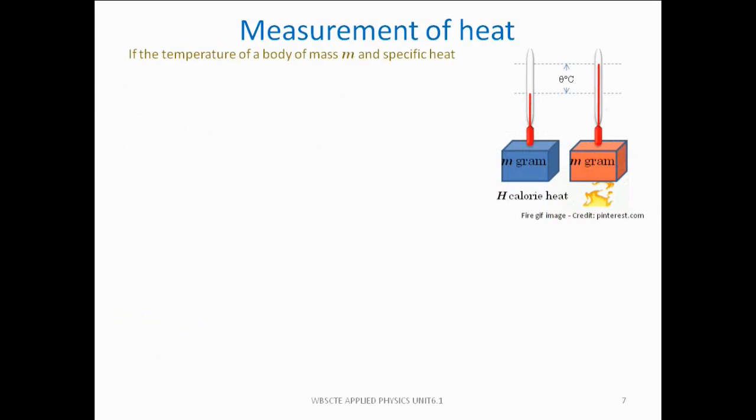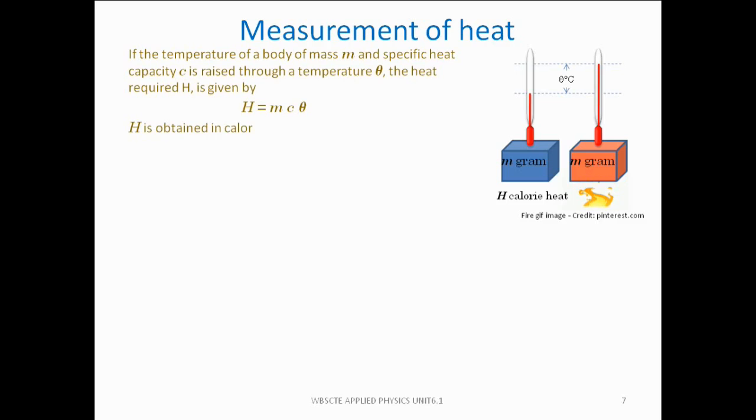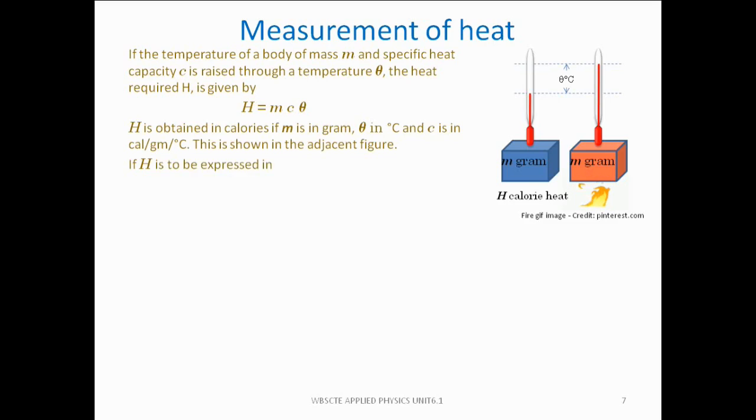Measurement of heat. If the heat needed by a body of mass m gram, specific heat capacity C calorie per gram per degree Celsius, is H calorie when it is heated through theta degree Celsius, then H is equal to m c theta. To express H in joules, multiply the value of H in calorie by J equal to 4.2 joule per calorie. Here J is known as the mechanical equivalent of heat.